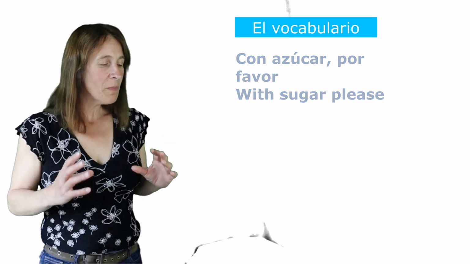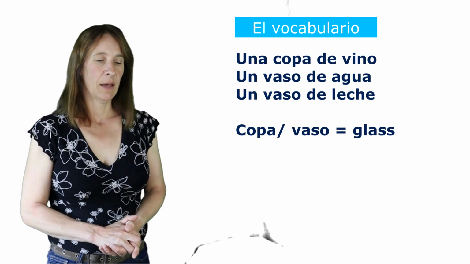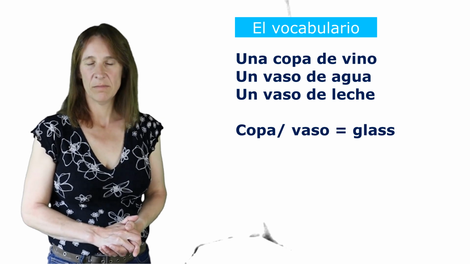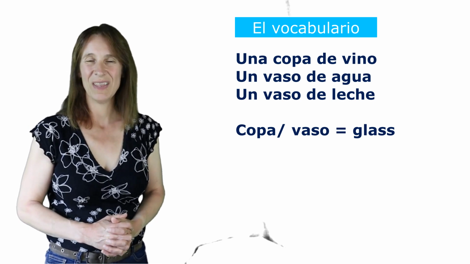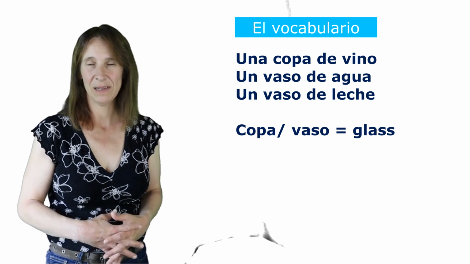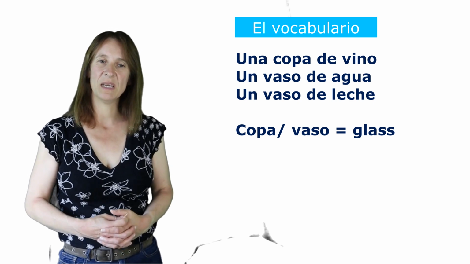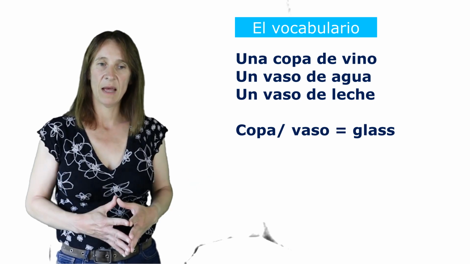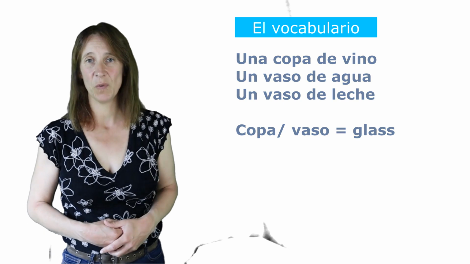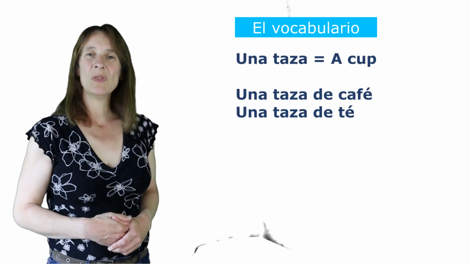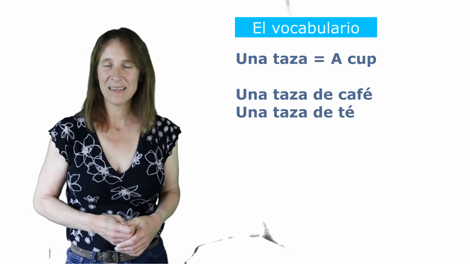Bien. You might also want some vocabulario about the kind of vessel. So, una copa de vino is a glass of wine. You could also have un vaso de agua, a glass of water. Copa is probably more used in España, and un vaso is probably used in Latin America. Listen to the people around you and choose the word that they're using. Also, una taza de café or una taza de té is a cup of tea.